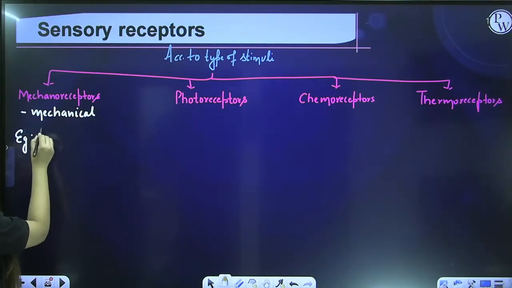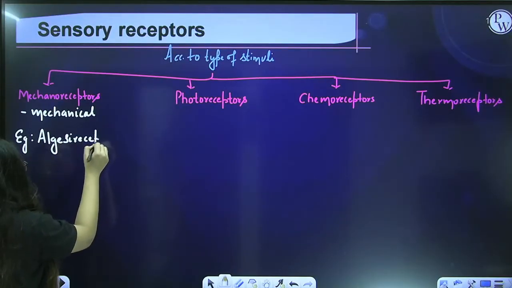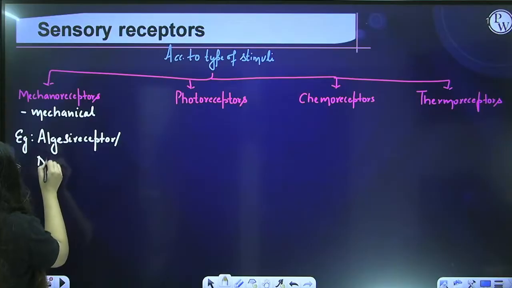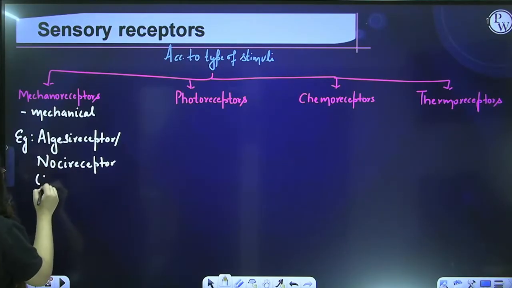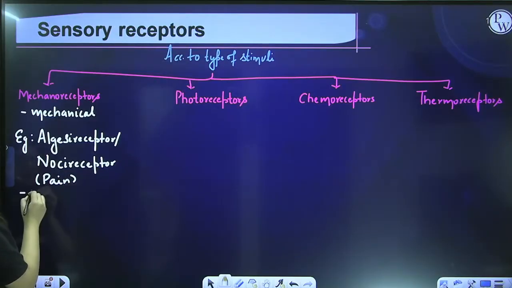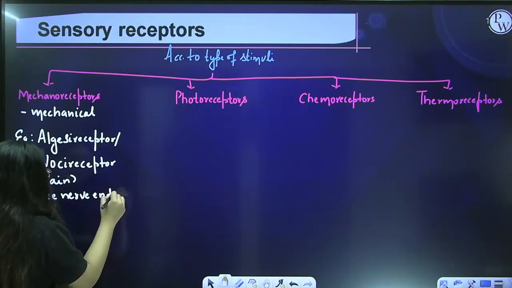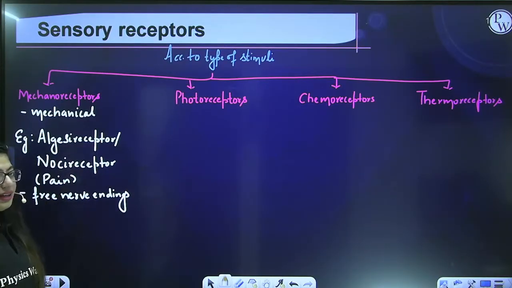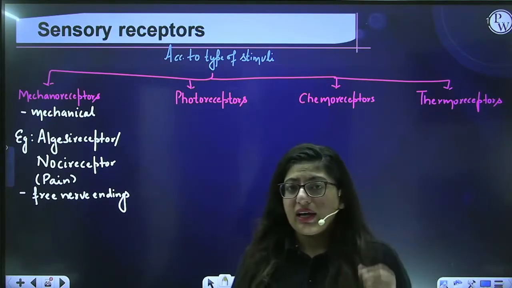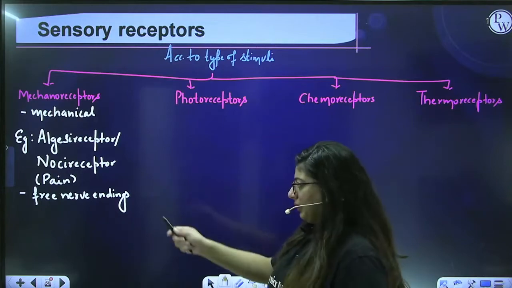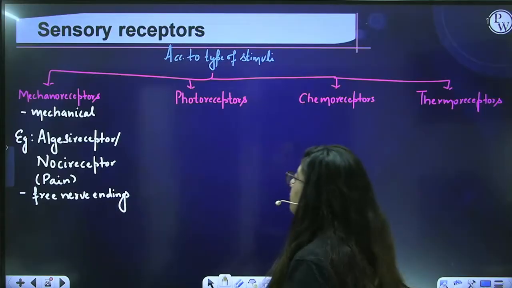Like we have the receptor also known as nociceptor. These are the receptors for pain. They are usually present in the form of free nerve endings. So, you know, in your skin, a lot of free nerve endings are present and they receive the stimulus of pain. For example, someone pricks you with a needle. At that time, the sensation of pain is picked up by these free nerve endings and they give information to the brain, right?